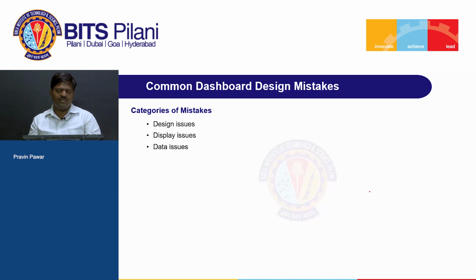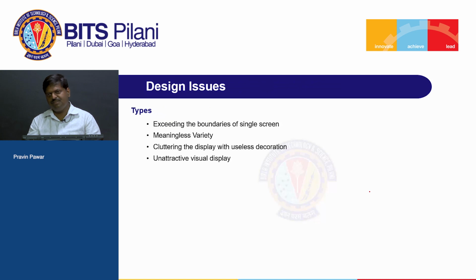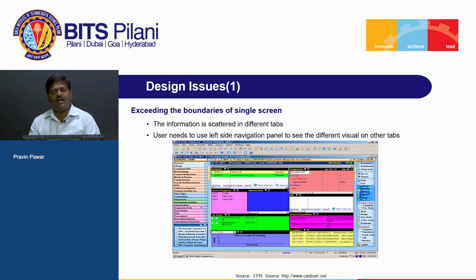These mistakes can be categorized into three parts: dashboard design related, meaning the page layout; display issues, that is the choice of visuals, which play a very critical role; and data related issues, what data is getting represented with what kind of visualization. In this lecture, we will focus on the first two aspects, the design issues and the display related issues.